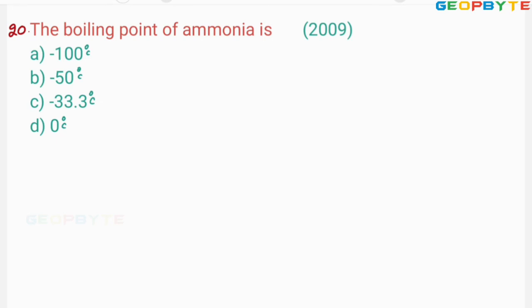Look at the last problem. The boiling point of ammonia, it was asked in 2009. The boiling point of ammonia is minus 33.3 degrees centigrade. Therefore, option C is absolutely correct. If you ask me boiling point and freezing point for different refrigerants, it is like this. Try to remember these values.